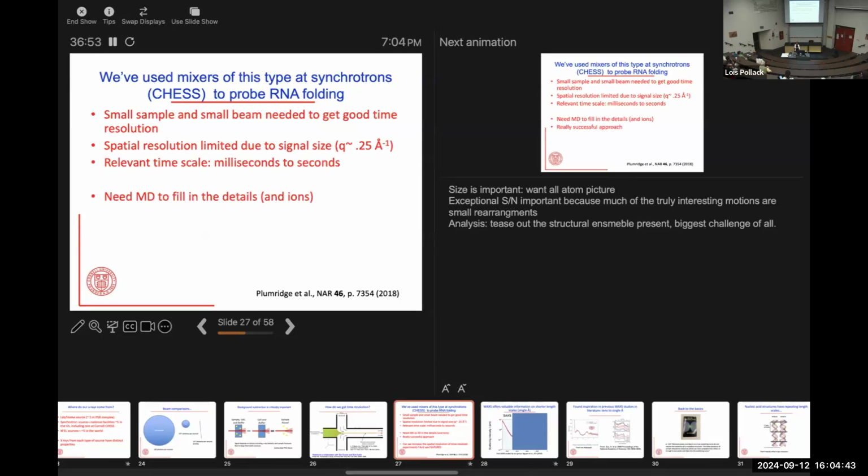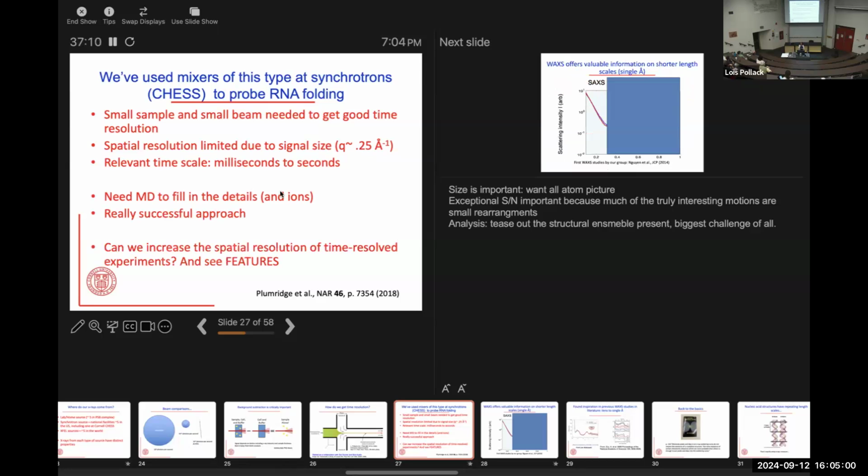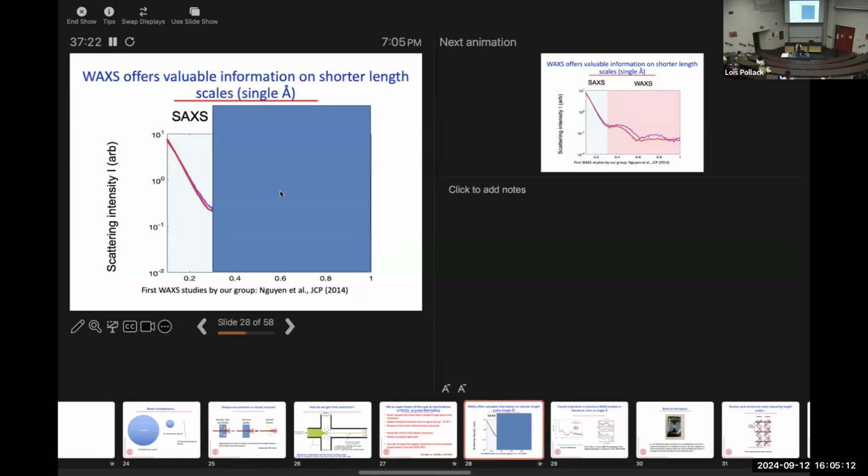And in fact, we can use molecular dynamics to get a ton of information from this. I'm not going to talk about it here, but this has been a really fun and successful approach, but it relies on the MD simulations to help us interpret this data. All right. So what I really want to do is see if there's a way to increase the spatial resolution of these time-resolved measurements so that we don't have to rely on the MD.